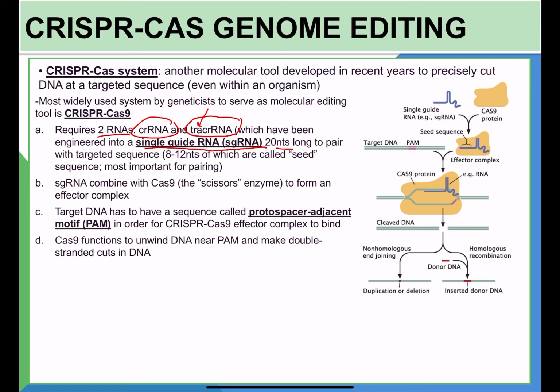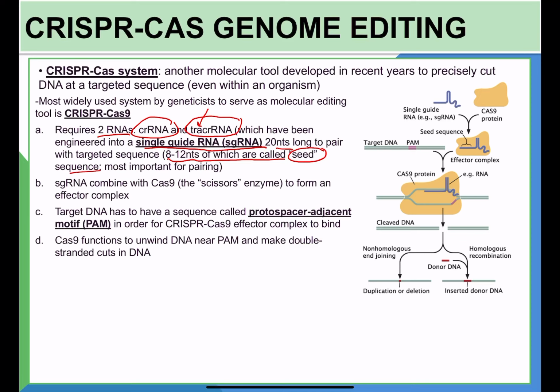Instead here, we're looking for a gene with that specific 20 nucleotides out of the 3 billion base pairs you have in the genome. And of that 20 nucleotide sequence in the single guide RNA, 8 to 12 of them are what's called the seed sequence, which are the most important for pairing purposes. That's why I said it's kind of like Control F, because you're finding that particular gene within your whole encyclopedia of genes.